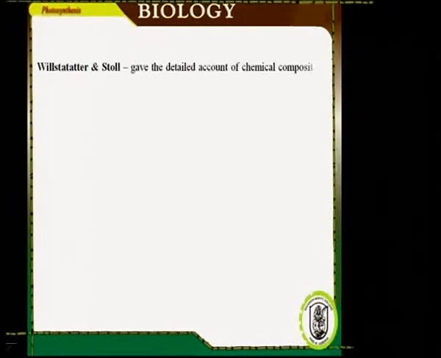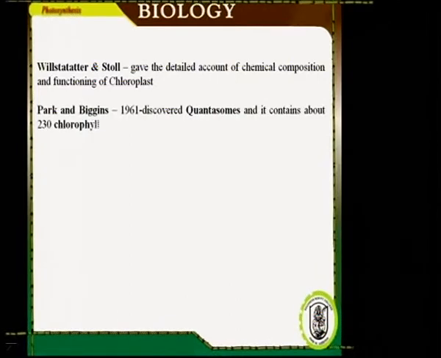As I told you, Willstatter and Stoll gave the detailed structure and chemical composition of the chloroplast. Park and Biggins in 1961 discovered the distinct photosynthetic units, which are referred to as quantosomes, and they contain about 230 chlorophyll molecules.